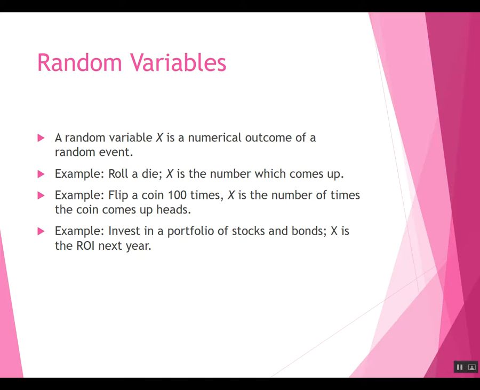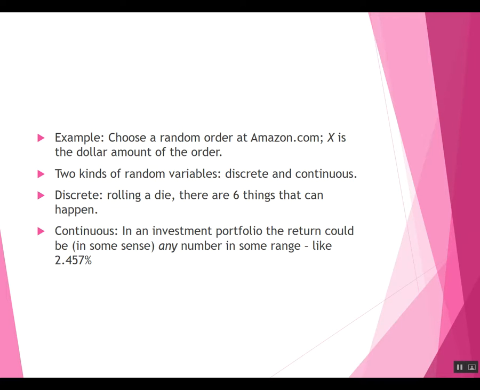Or you invest in a portfolio of stocks and bonds, and X is the return on investment next year. Or you choose a random order at Amazon.com, and X is the dollar amount of the order. There are two kinds of random variables, discrete and continuous. Mostly in this course, we're going to be talking about one particular continuous random variable, but it's important to know about the others.